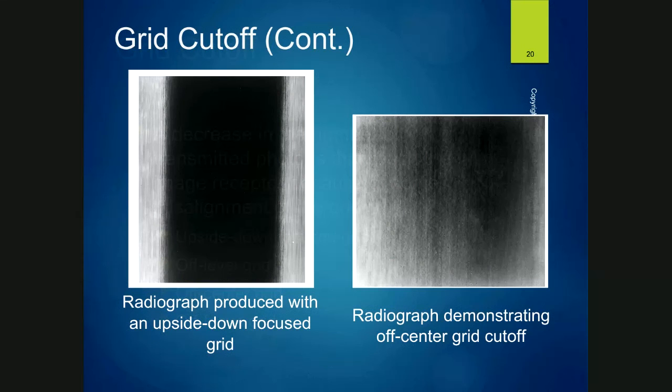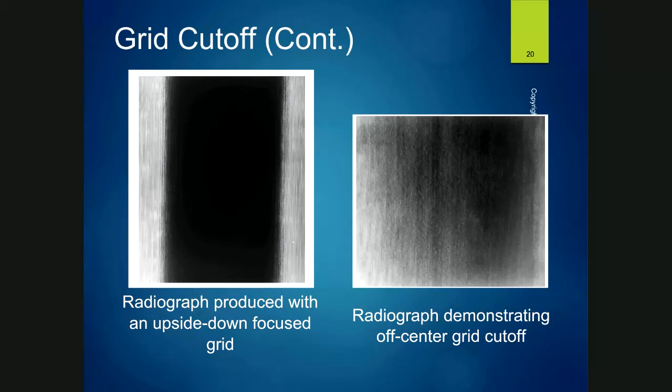Here are some pictures. I only have pictures of upside down focused grid cutoff because it's very easy to tell what that one is. And with the radiograph on the right-hand side demonstrating off-center grid cutoff, you can tell because there's more exposure to one side than the other. But again, I would be most concerned with off-level because that is the most common.